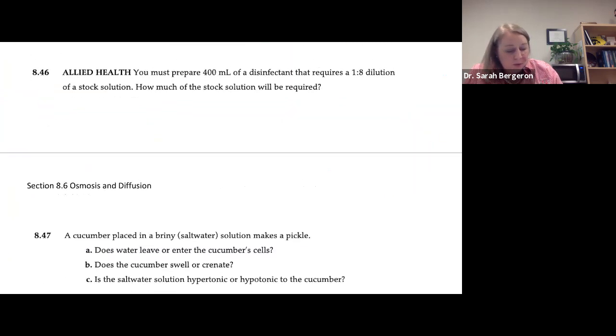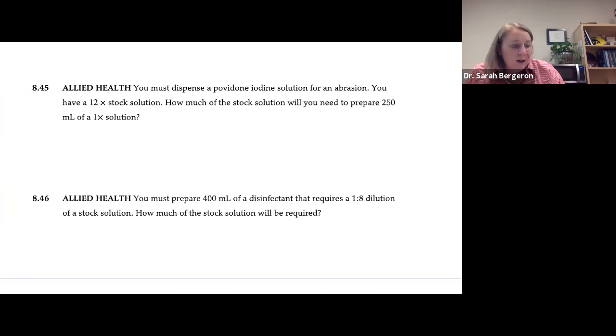All right, 8.4, ooh, last one, 8.45. All right, you must dispense a povidone iodine solution for an abrasion. You have a 12x stock solution. How much stock solution will you need to prepare 250 milliliters of a 1x solution? So you could do this two ways. I'm going to show you the way we've been doing it, and then I'll show you the other way. So do your same CI, VI, CF, VF.